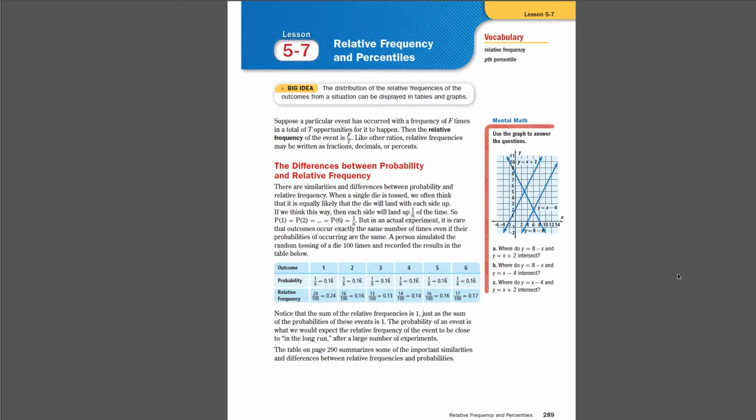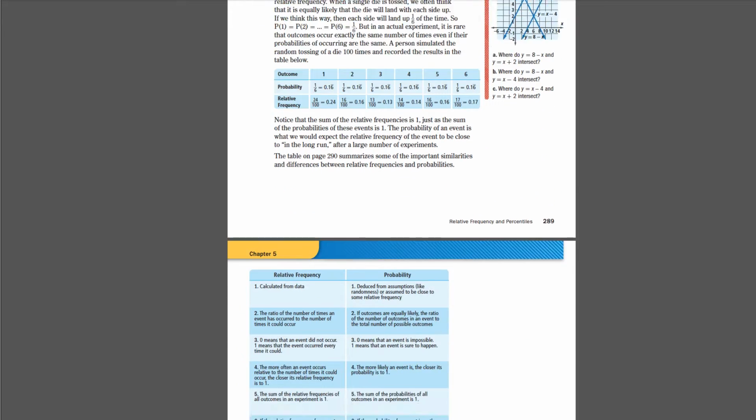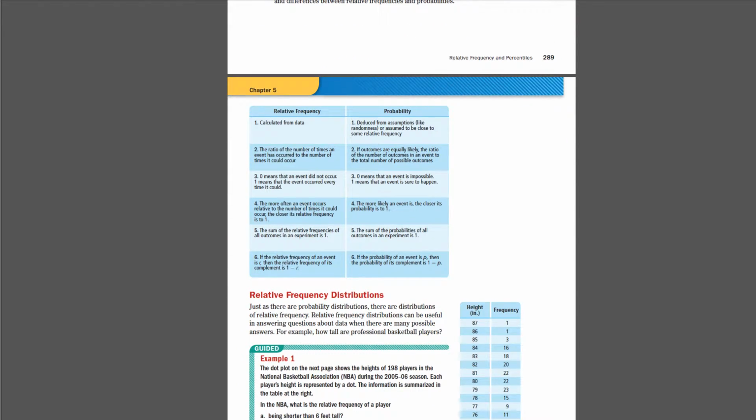Relative frequency is an experiment. You should take a look at this relative frequency versus probability table. Understand what that means. Still keep in mind that just like probability, relative frequency is going to be a number from 0 to 1. 0 means it never happened. 1 means it happened every time. So that's the values for it. It's not necessarily a percentage, although you'll often see it reported that way. It's best reported as a decimal.